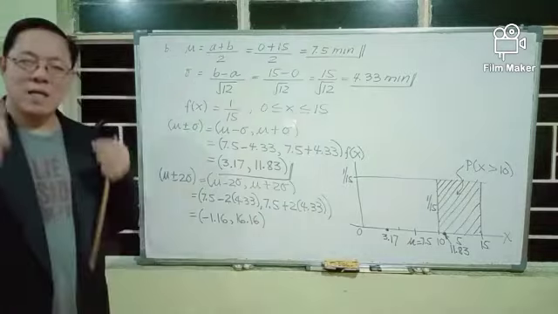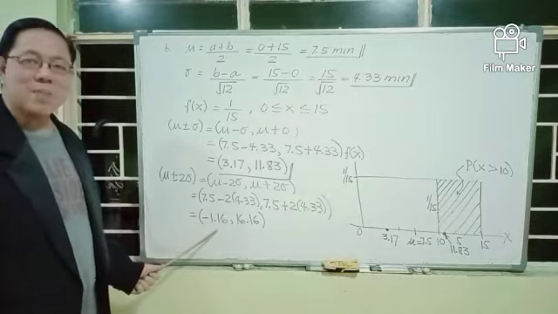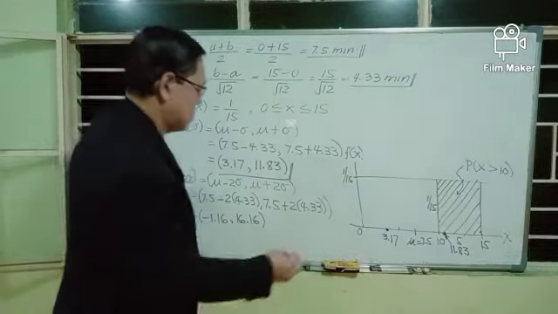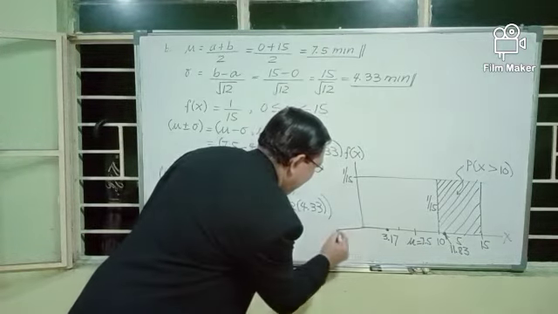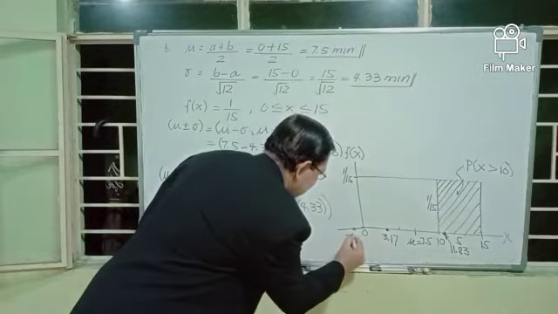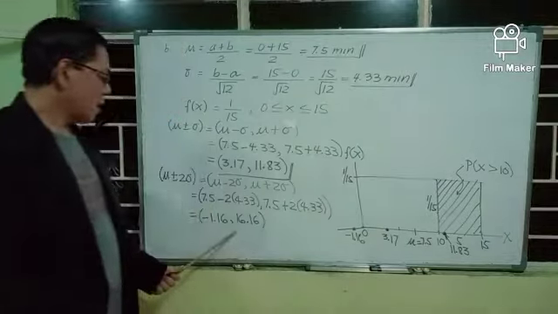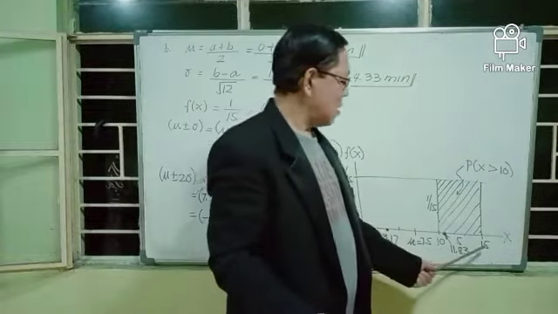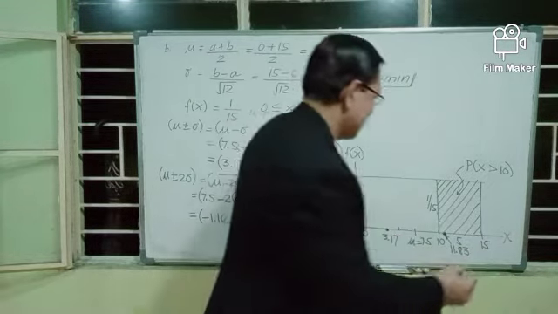And we plot these endpoints on the horizontal axis. Because this is negative, this point is to the left of 0. And 16.16 is after 15, that is, to the right of 15.